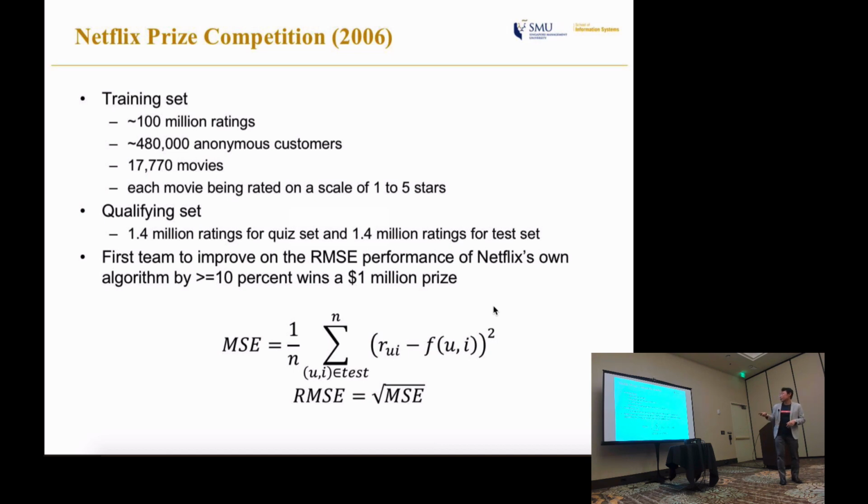And the data set was huge for that point in time. So that was like 100 million ratings based on about 500,000 customers and about 17,000 movies that was released as part of the competition.